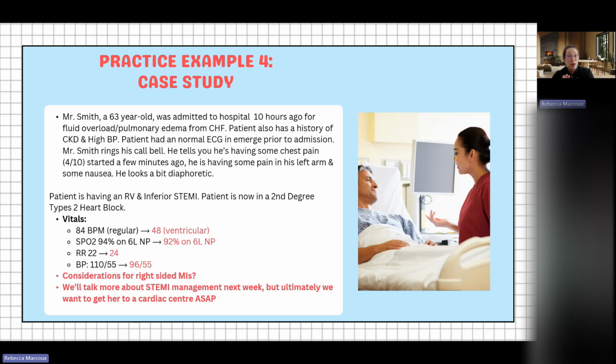You could potentially try atropine. It generally won't work with heart blocks because atropine works above the AV node, and with heart blocks we're having issues at the AV node or just below the AV junction. Usually it's going to allow more P waves to come through, but it won't actually increase our ventricular rate, which is what we need to do. And again, we'll talk more about STEMI management next week, but ultimately we want to get him to a cardiac center.